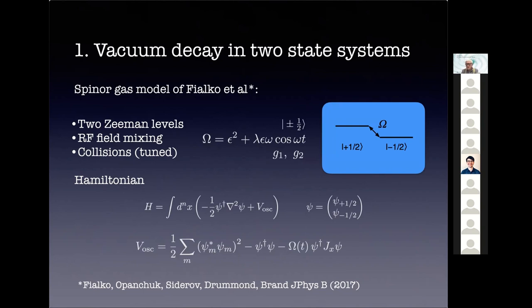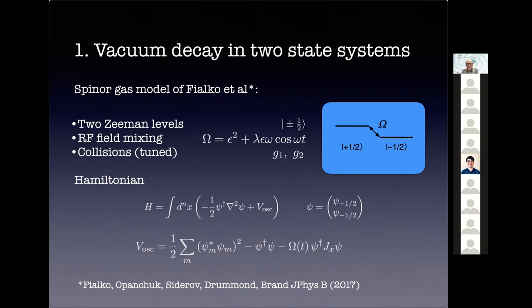In this system, the system just has one species of atom in it, but because there's a magnetic field applied, the atomic states are split by the Zeeman effect, and there are two close-lying Zeeman levels, which you describe by an azimuthal angular momentum, m equals plus or minus a half. These two states are mixed by a radio frequency field. This radio frequency field is going to be parameterized by two parameters. I'm going to call one epsilon and another one lambda, which is the amplitude of a modulation.